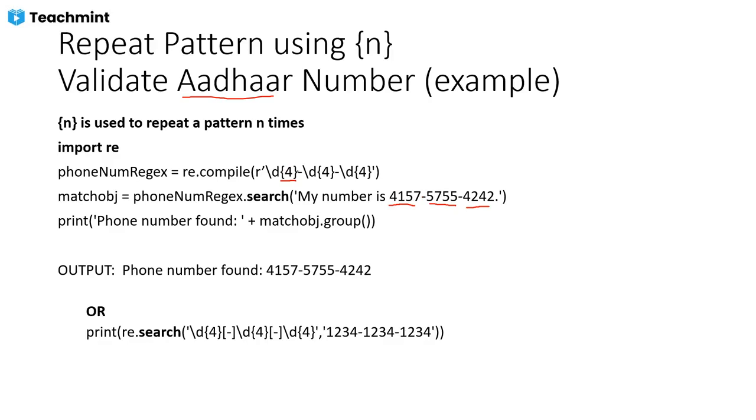It is going to repeat 4 times. That is, this 4 indicates a 4-digit number, 4-digit number, 4-digit number. \d for digit, 4 is the size. Then the rest of the things are the same.